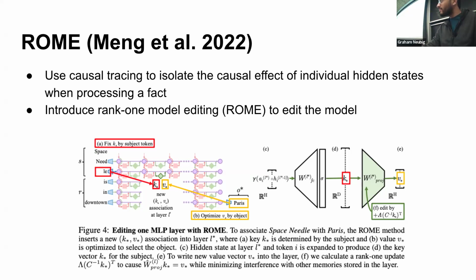This is super expensive because the causal tracing part requires a bunch of forward passes. And they make this a little bit better in future work. They also do a more comprehensive edit. So these are some of the things you can do.